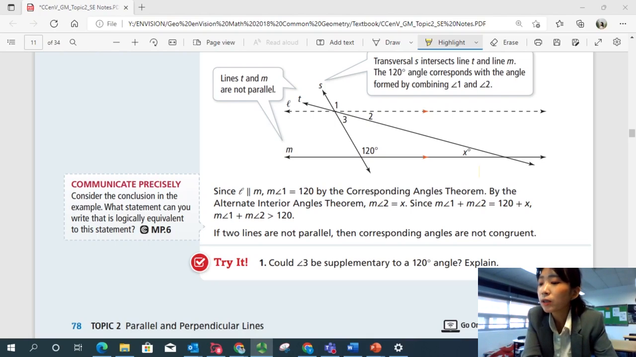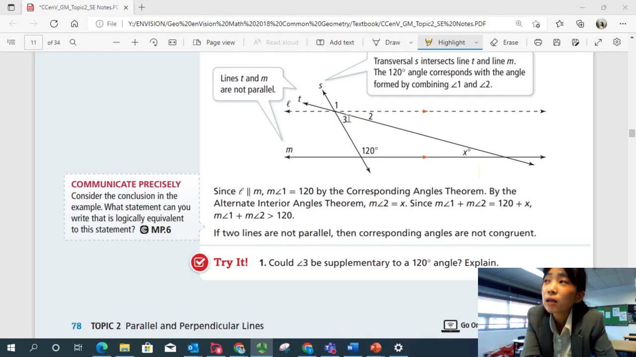So first of all, if you look at the diagram, we have a triangle formed by these two lines T and S and line M, right? What do you know about the interior angle sum of the triangle? They have 180 degrees altogether. And what is the definition for a supplementary angle? They add up to 180 degrees and they form a linear pair.